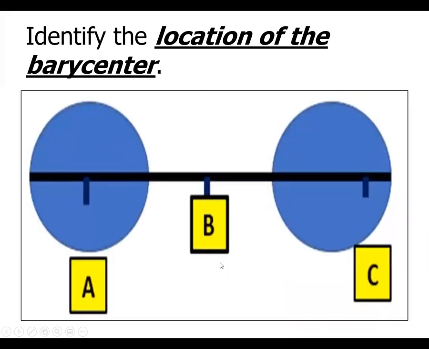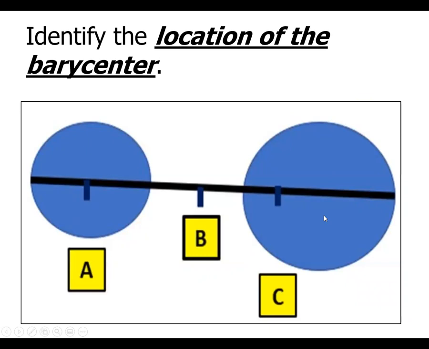Now let's have some assessment. Identify the location of the barycenter. Is it A, B, or C? Okay, the correct answer is B. So this is the barycenter. This is where object A and C revolve. This is the point where they revolve.